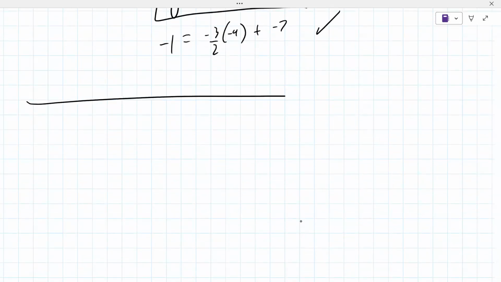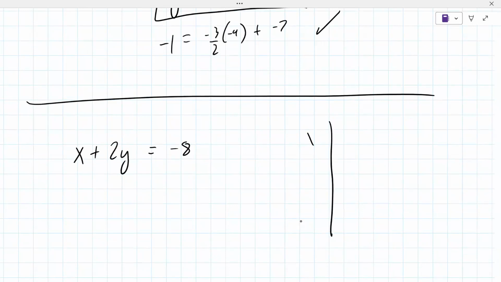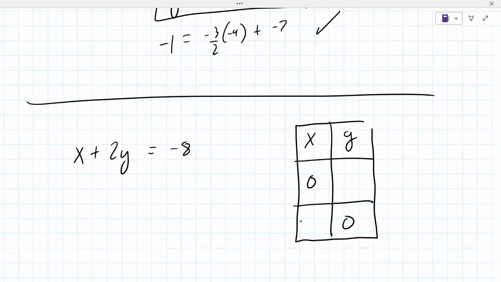Okay, let's look at some other problems here. Let's say it's x plus 2y equals negative 8, and I want the x-intercept and the y-intercept. Now, this is in standard form. You remember how to find the x-intercepts and the y-intercepts when it's in standard form? I don't remember.